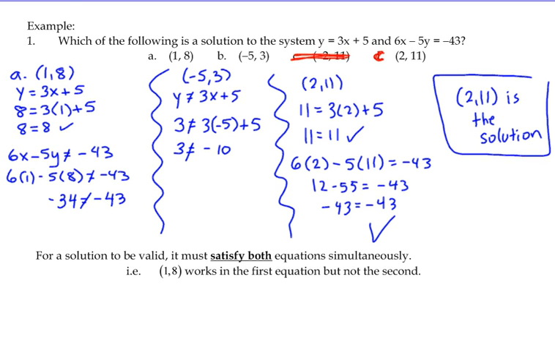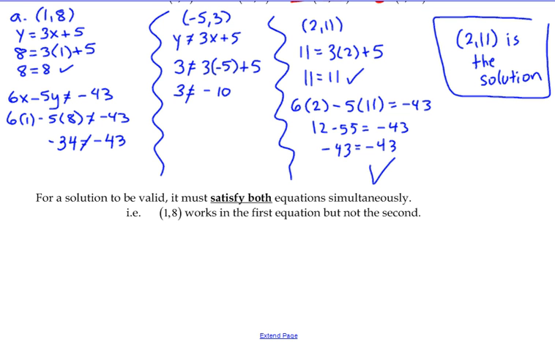Okay. All right, so it satisfies both, therefore it is the solution.